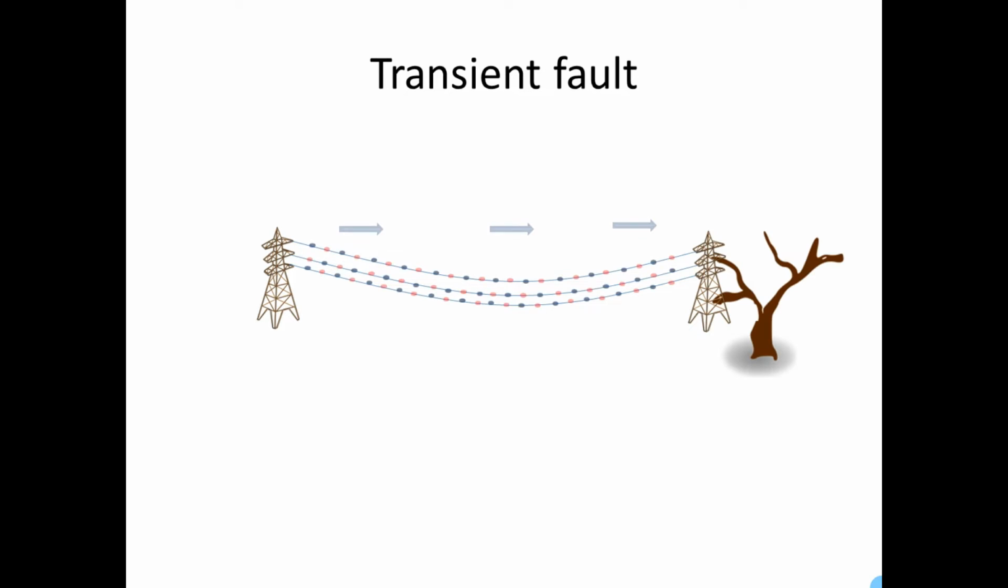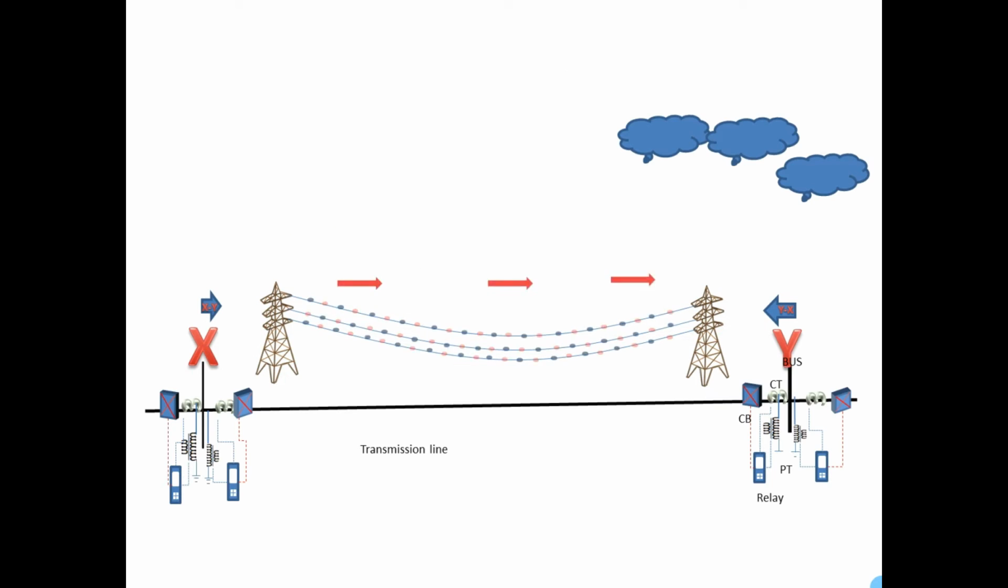Now we will see some transient fault examples. For a transient fault, if a branch of a tree falls onto our transmission line, and the branch is a very small tree branch, and our transmission line is at very high voltage, once it touches the line, the branch will burn and become ashes. So the fault will be rectified in a few seconds automatically. So this is a transient fault.